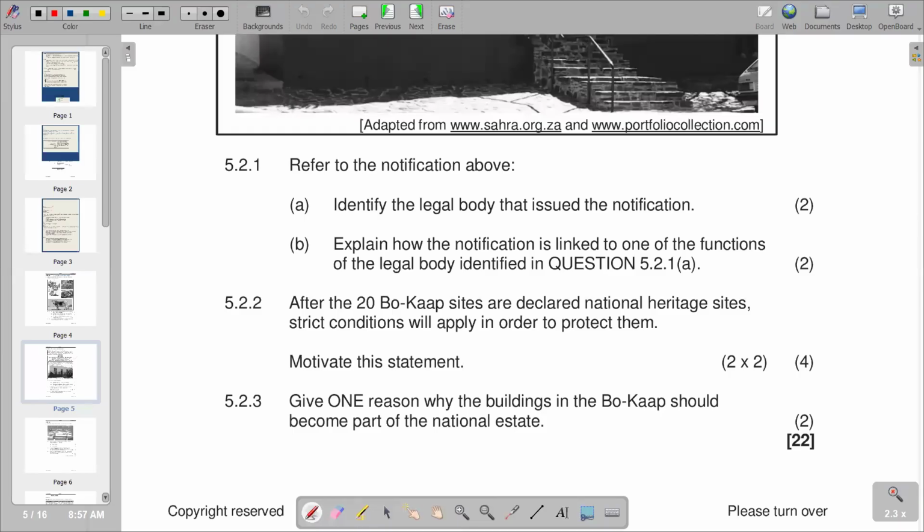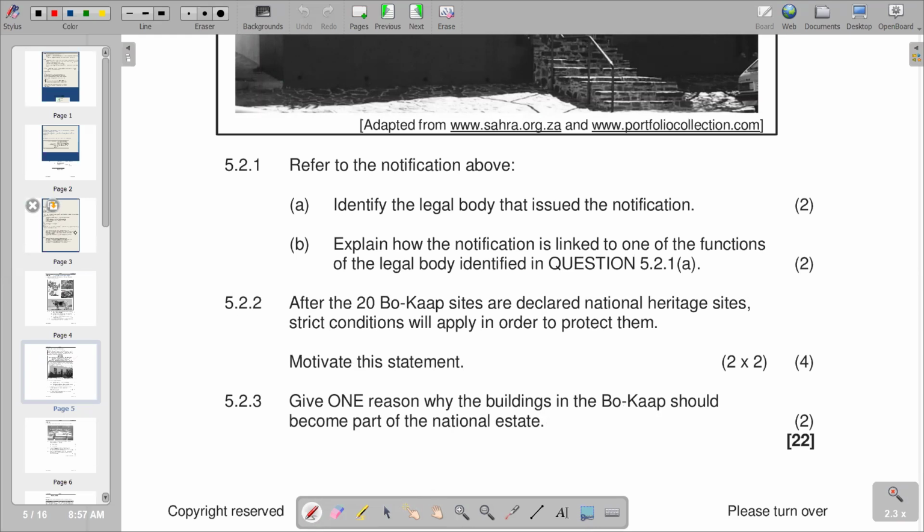So on the last part of our question, 5.2.3, give one reason why the buildings in the Bokaap should become part of the national estate. Obviously, they should become part of the national estate for research of the history of Cape Town's Muslim community. So obviously, that can also be the reason.